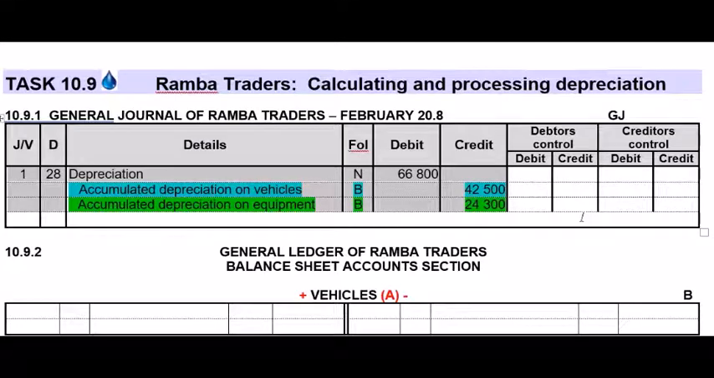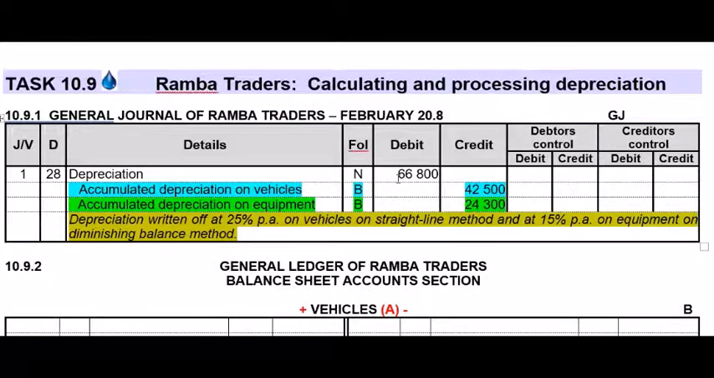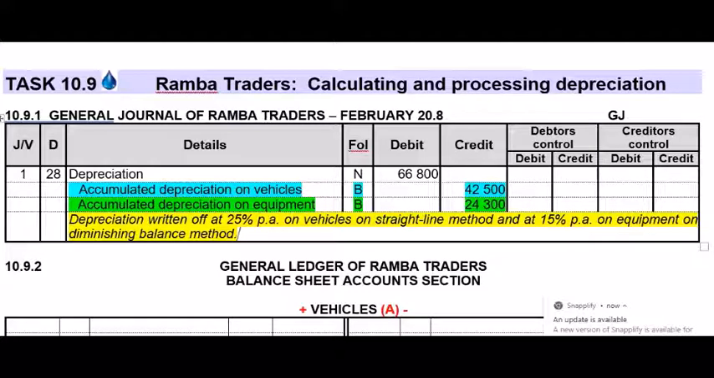You will have one, and you will write the total value in the debit column for depreciation, but you will split the two credits. And then remember your journal narration, which is now a little bit longer because the two assets that we have have two different depreciation methods. So you have to write the asset class, the depreciation method, and the percentage. Okay, so depreciation is written off at 25% on vehicles on the cost price or straight line method, and 15% on equipment on diminishing balance method. And you have to write everything in order to get your mark.